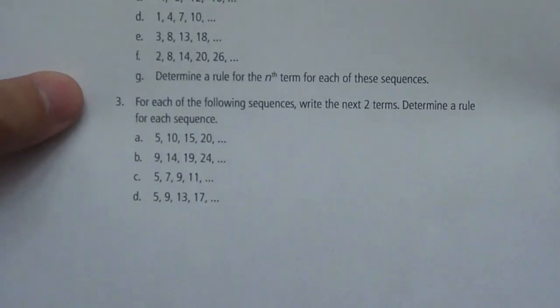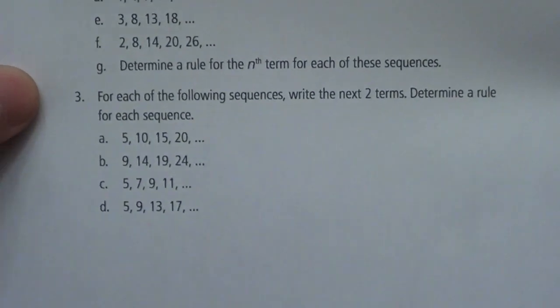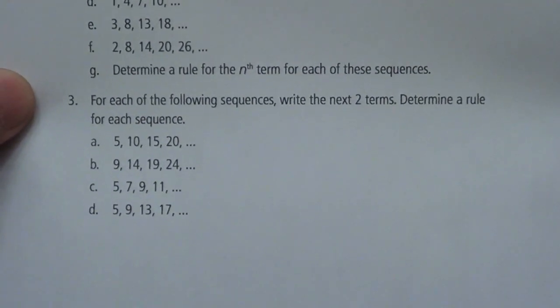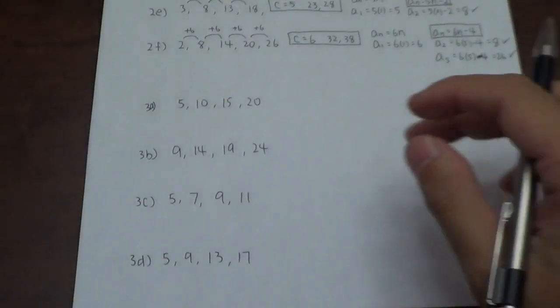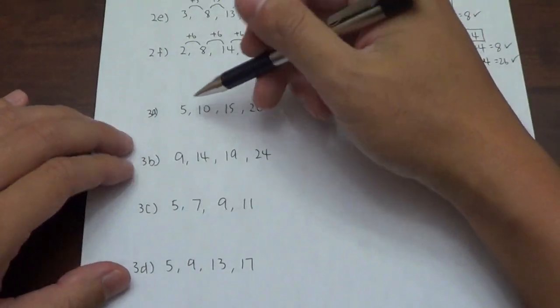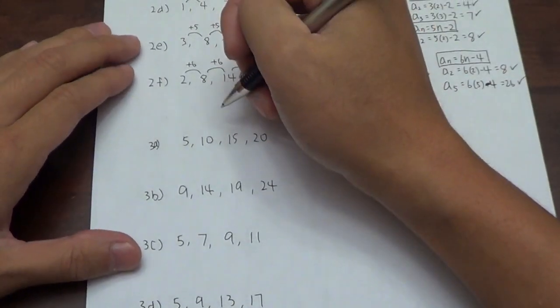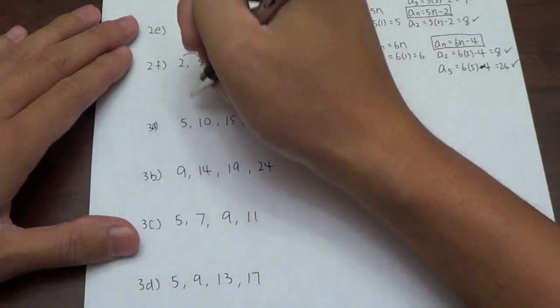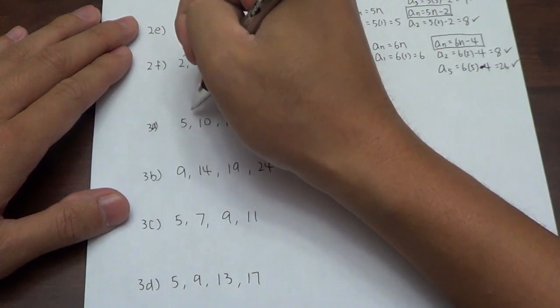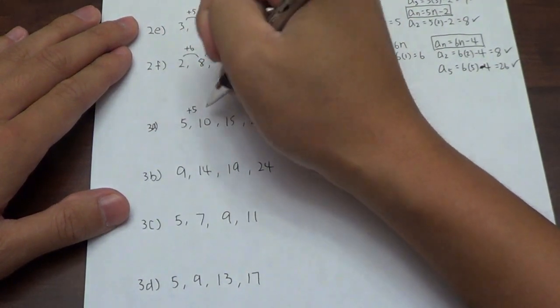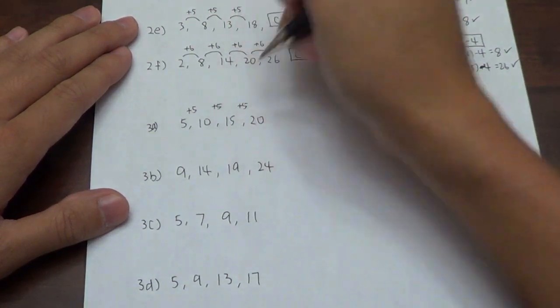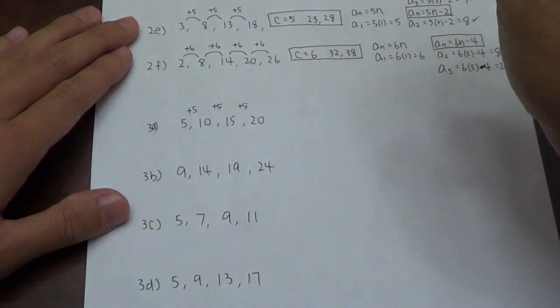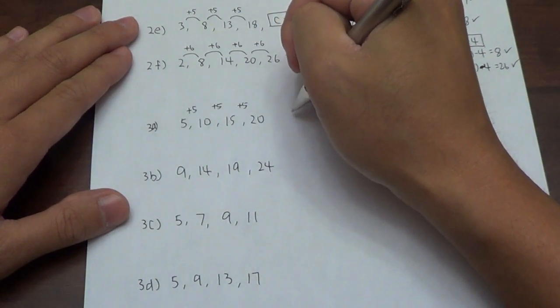Alright, moving on to number 3. It's more of the same thing. We need to write the next two terms and determine a rule for each sequence. I have the sequence written out already. So, following the same steps, going from 5 to 10, I am adding 5. 10 to 15, I'm adding 5. 15 to 20, I'm adding 5. So that confirms that there is a constant rate of change.